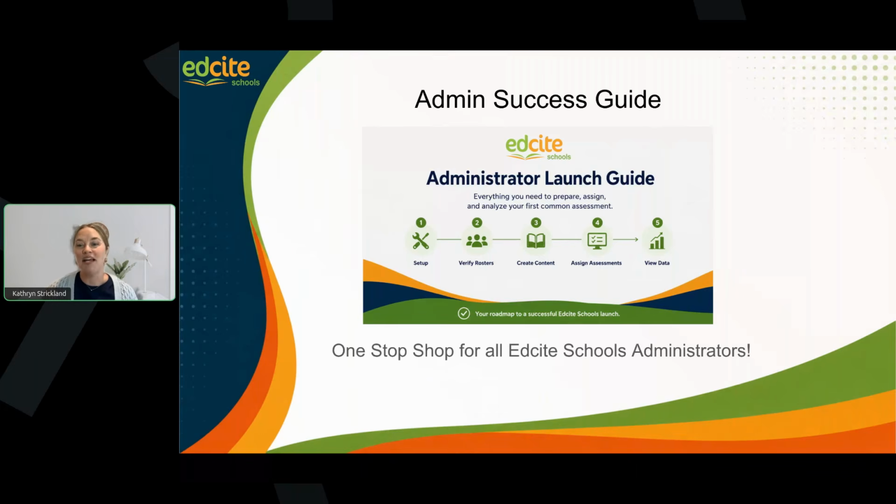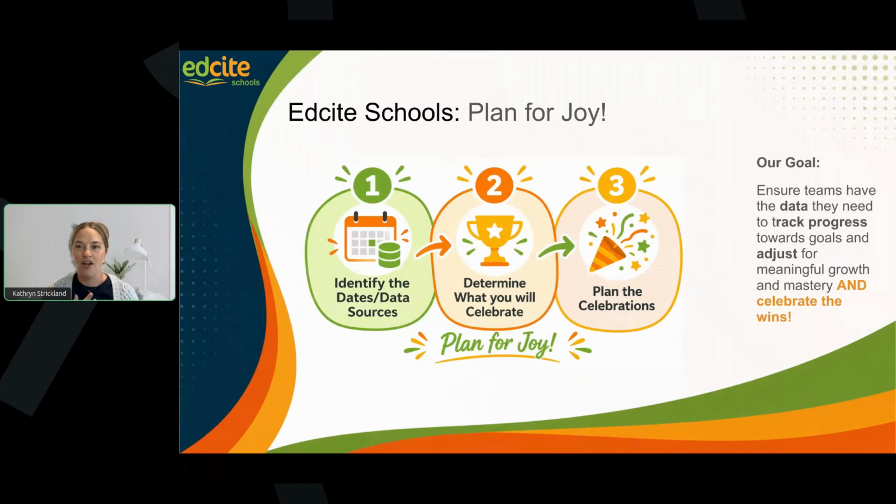So let's talk about planning for joy. Our goal, and I shared everything in gray yesterday, is to ensure teams have the data they need to track progress towards goals and adjust for meaningful growth and mastery. And we talked about that a lot yesterday. We talked about how to track, where to find the data in Edcite in order to be able to track, and really keeping your pulse on the data as a school or district leader.